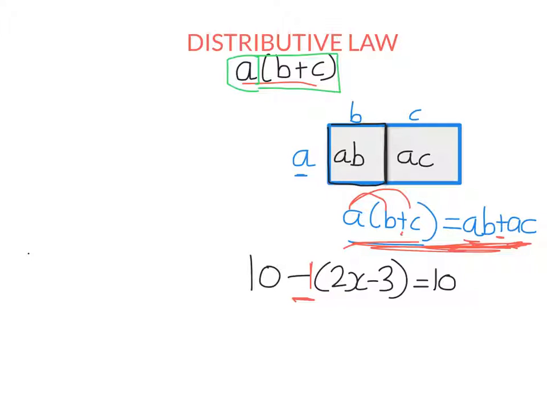So minus 2x, I change the sign of the 2x, and I change the sign of the negative 3. Now I've got two like terms, so I collect them, and then I'm done. So if there's just a negative sign with no number outside the brackets, treat it as negative 1 outside the brackets. So now let's have a quick look at going the other way, which is factorization.